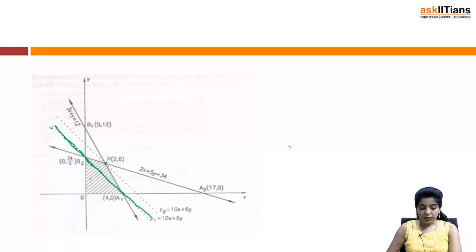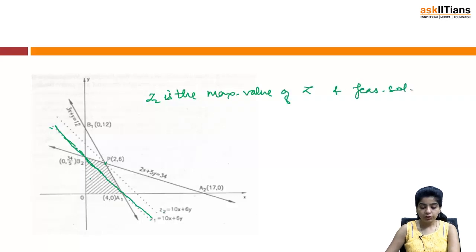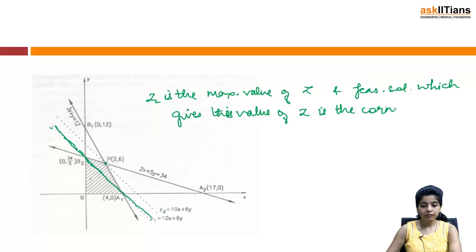Now thus we see that z2 is the maximum value of z, and the feasible solution which gives this value of z is the corner P of the shaded region.